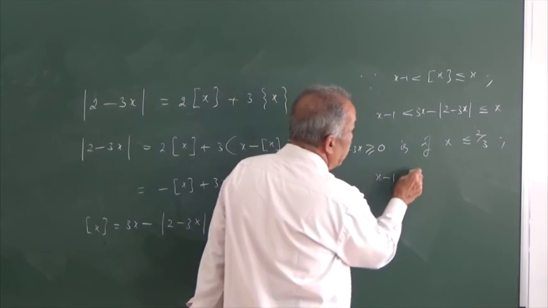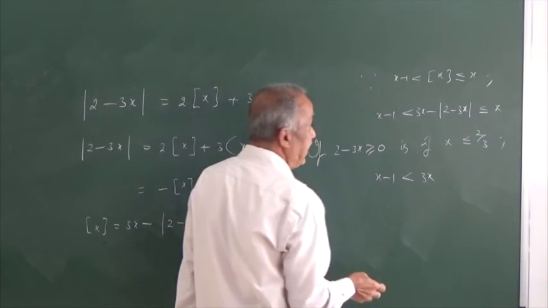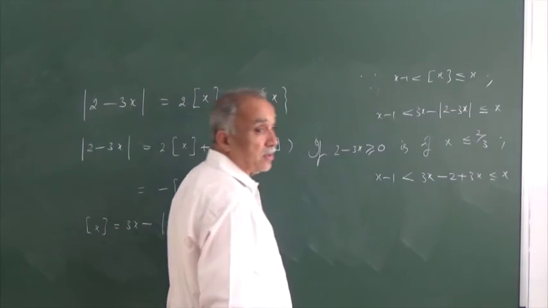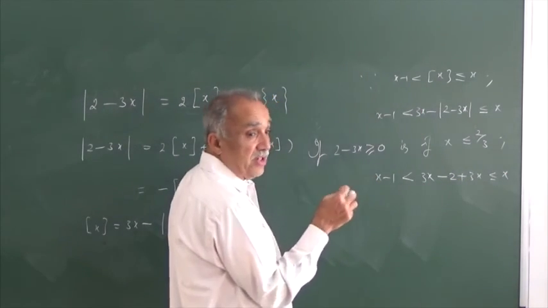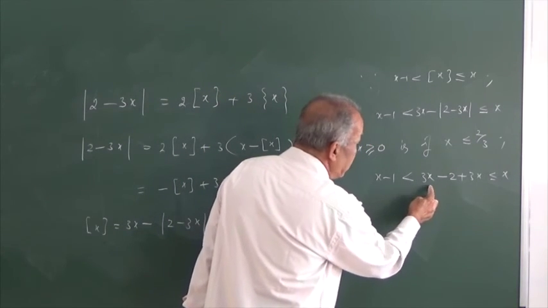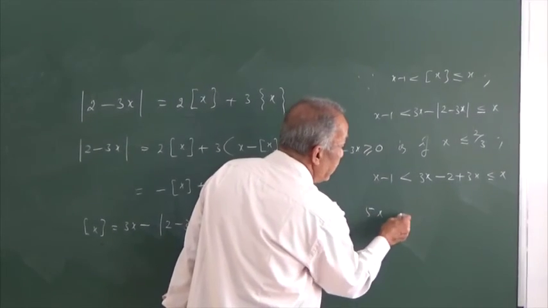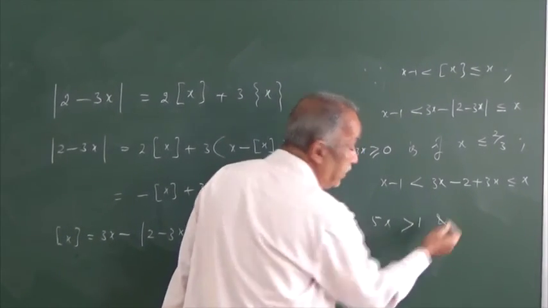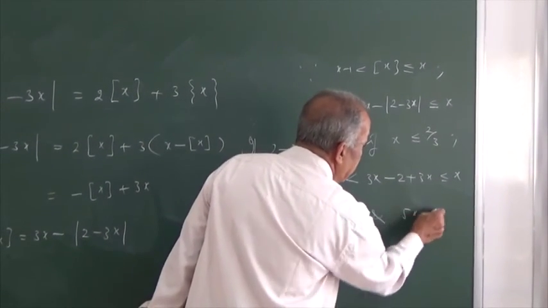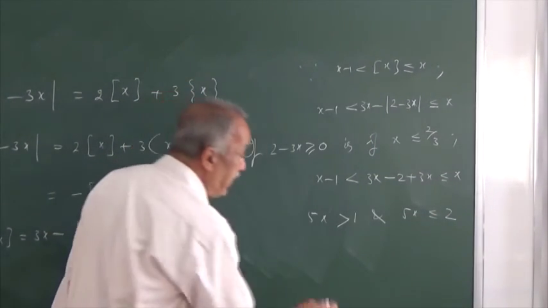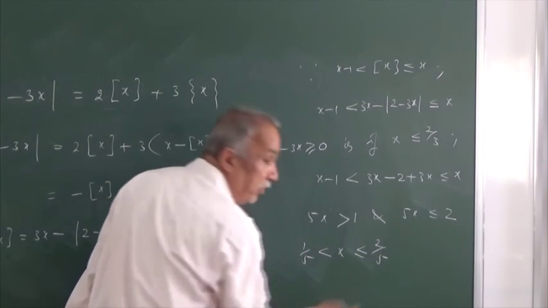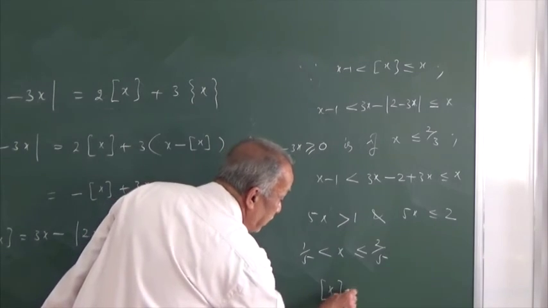inequality will mean x minus 1 less than 3x minus 2 plus 3x less than or equal to x, because modulus 2 minus 3x is itself now. That is, what does this mean? 6x minus x, 5x greater than 1, and what does this part mean? 6x minus x, 5x less than or equal to 2. That means x is greater than 1 by 5 and less than or equal to 2 by 5. Means integer part x must be equal to 0.